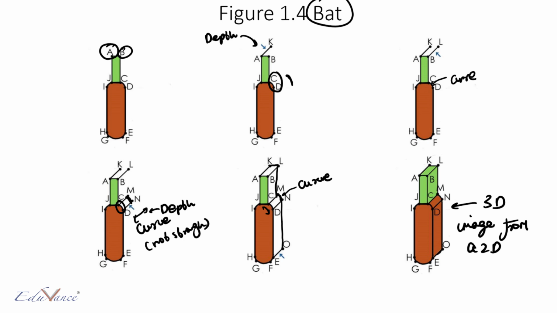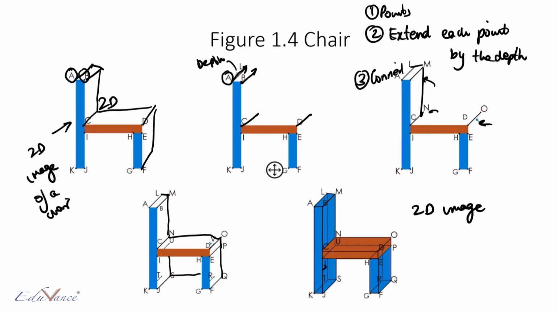I hope this lecture was clear, where we looked at how to convert a 2D image into a 3D image using a pen and paper method. A quick revision: we first mark the points, we extend each point by the depth, and then we connect them.